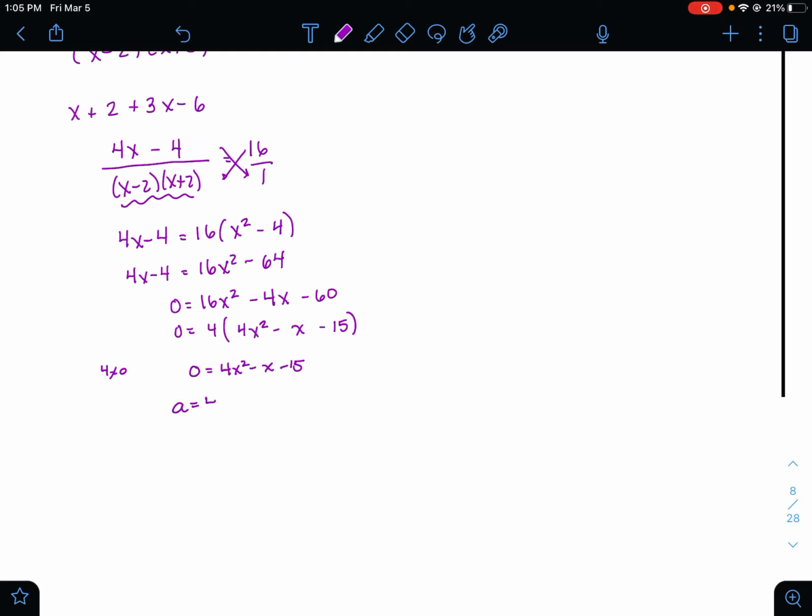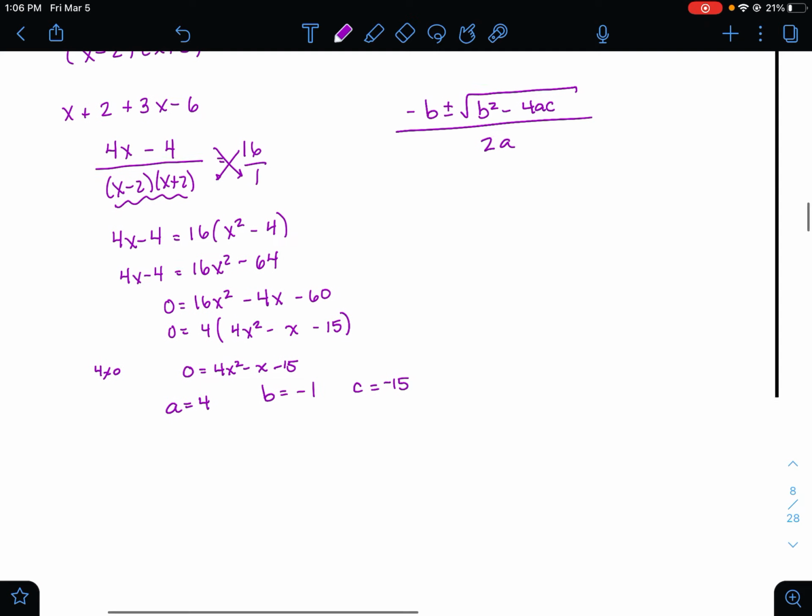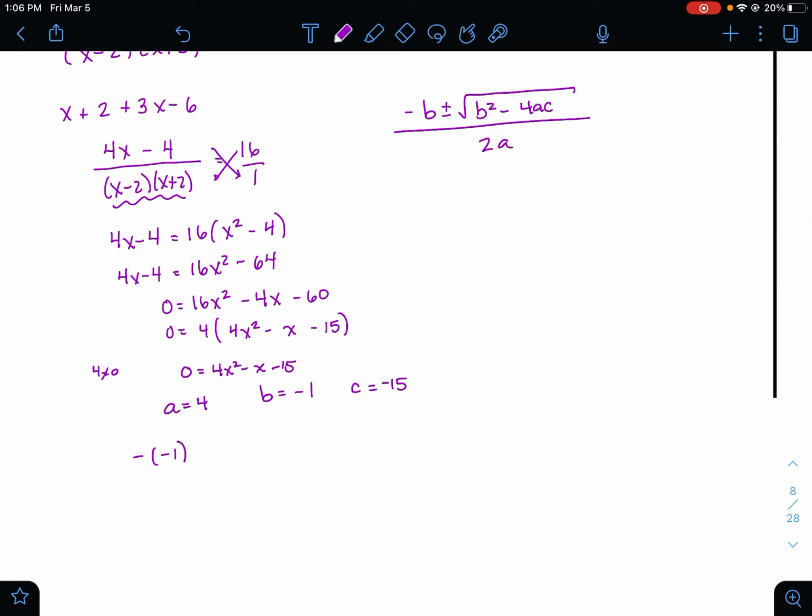So my a value is 4, my b value is -1, and my c value is negative 15. So again, if we remember it, negative b plus minus the square root of b squared minus 4ac all over 2a, right? Not too hard. Just substitute in the values that we have. So I have negative 1 plus or minus the square root of negative 1 squared minus 4 times a, which is 4, times c, which is negative 15, all over 2 times 4.